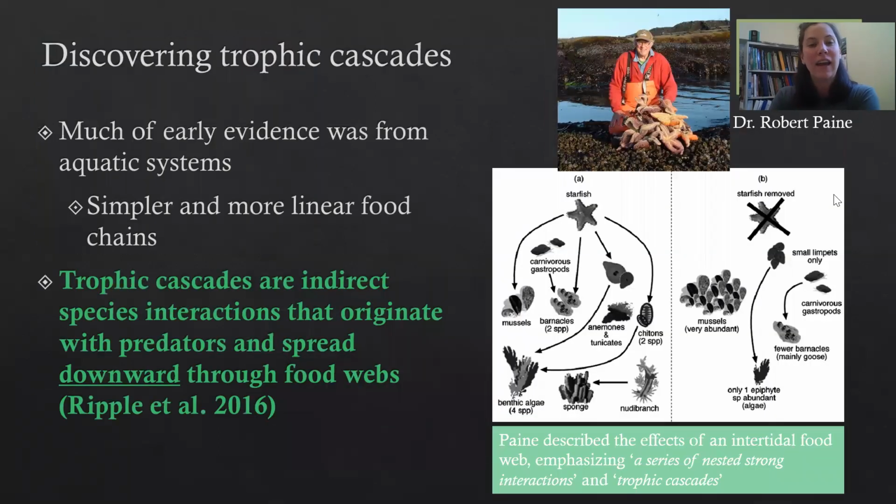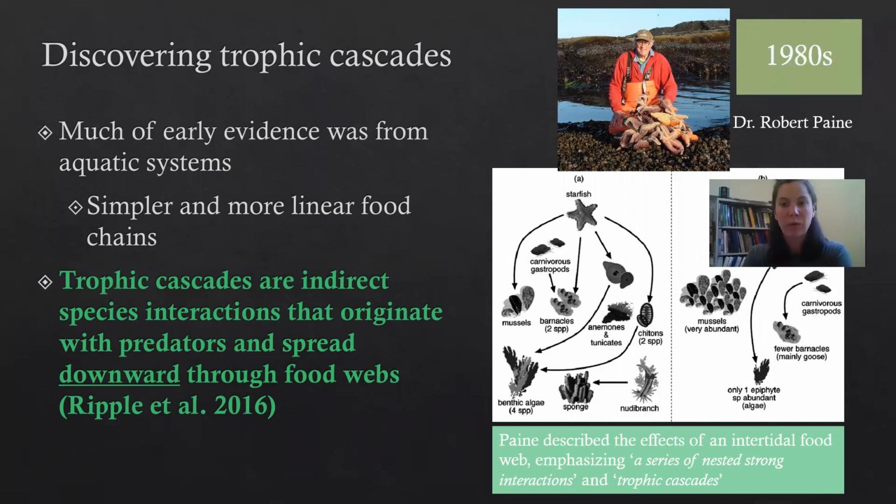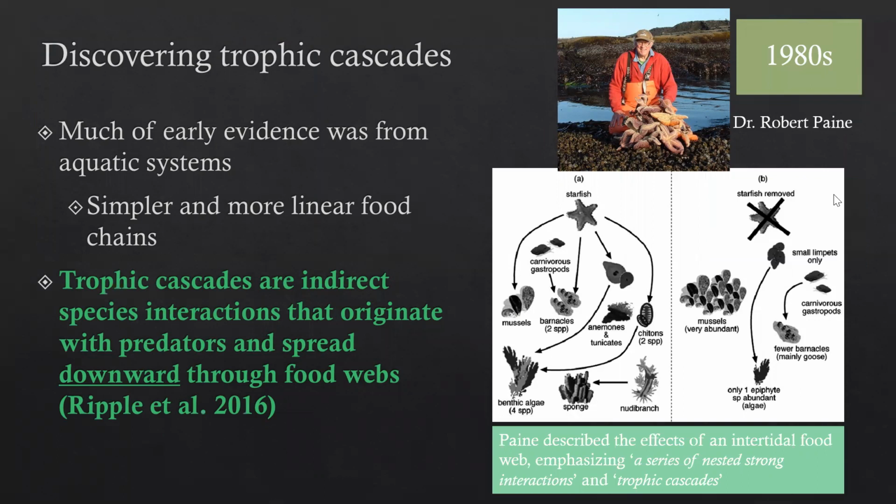And so back to that idea of discovering these trophic cascades with Dr. Robert Paine. Robert Paine was really one of these influential ecologists on trophic cascades, and he studied trophic cascades on the coast of Washington. Much of the early evidence for trophic cascades came from aquatic systems. Aquatic systems tend to have a much simpler food chain than terrestrial ecosystems, and they're a lot easier to manipulate in a lot of ways.